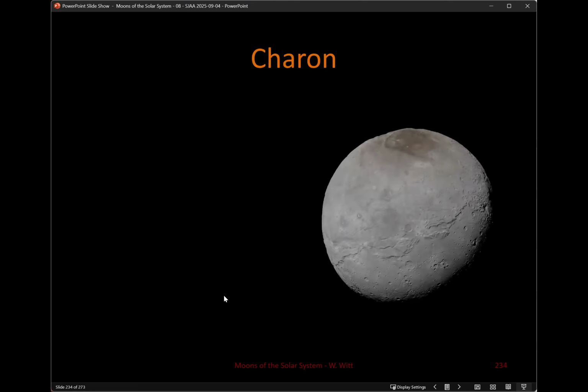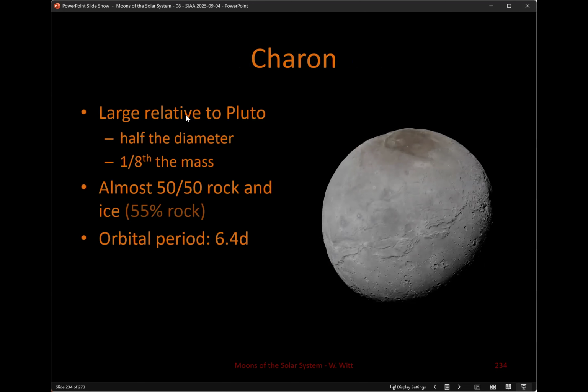One thing that makes it interesting is that it is very large relative to Pluto, like half the diameter and an eighth of the mass. And it's rock and ice, about half and half. Pluto and Charon have a special relationship, right?